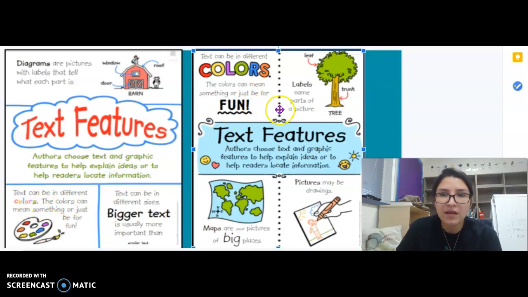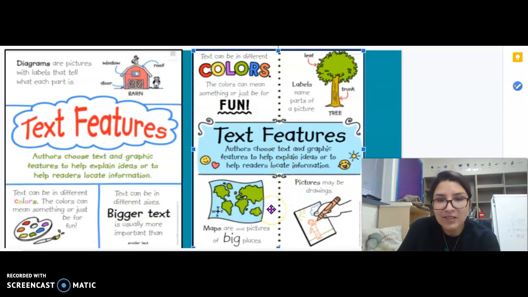These two are the same. Text can be in different colors. The colors can mean something or just be for fun. So if you remember the other day, I showed you an example from an informational book of text that was a different color. What was that? Does anyone remember? It was the heading. It was white, yellow, and I think blue. And they made it colorful so it could stand out, and it was fun. But it was also letting us, the reader, know that, hey, these next couple pages, they're important. If they're going to be about the solar system, that's why they're colorful, because they need to stand out.